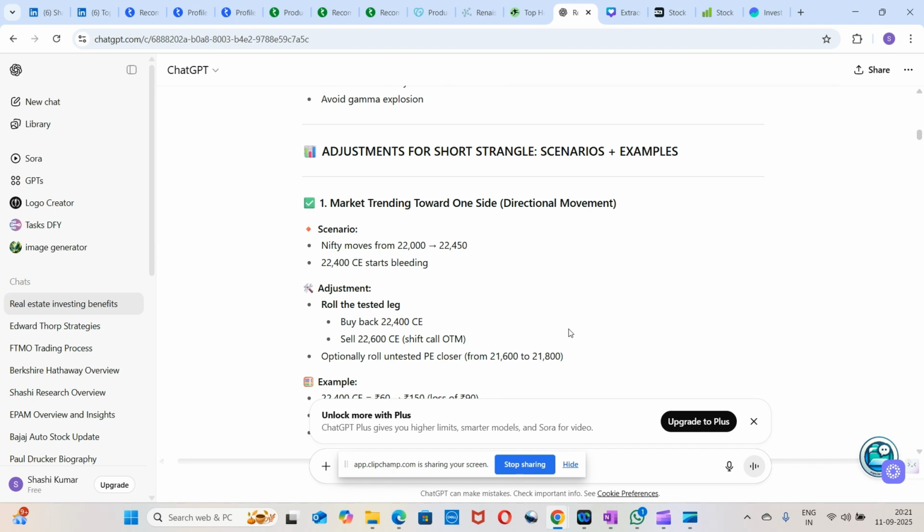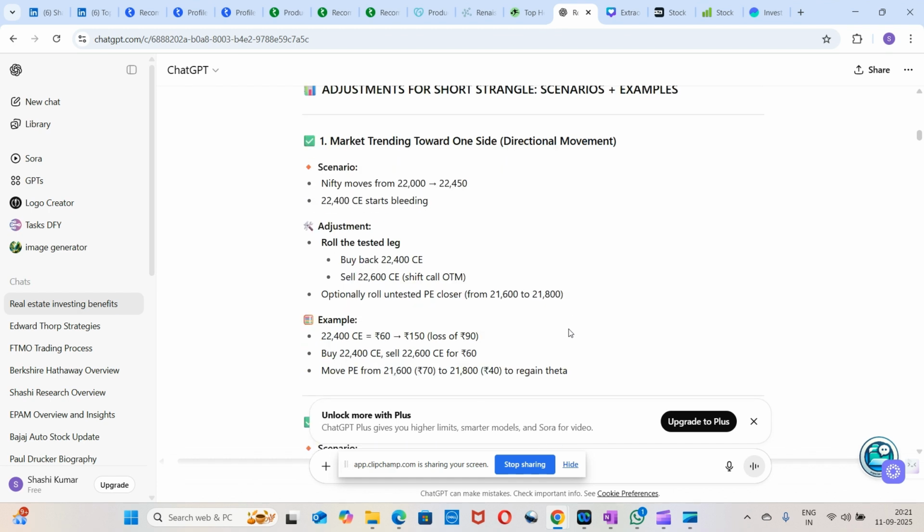So the adjustment we need to do is roll that tested leg. Basically we buy back that 22,400 CE and we buy a 22,600 CE, which is above, and we basically shift that OTM call. The other thing you could do is, we sold a 21,600 PE. We could keep it as it is, or we could roll the untested PE also, from 21,600 to 21,800. That is the adjustment.